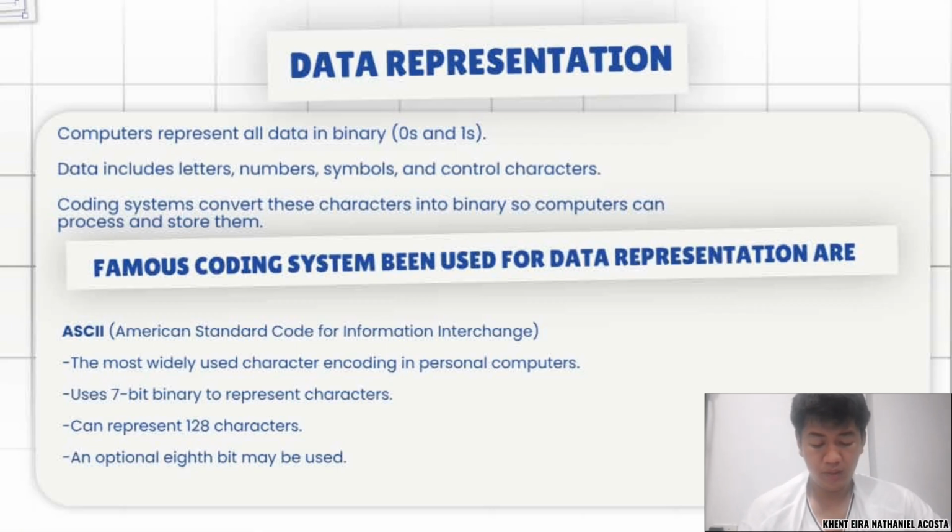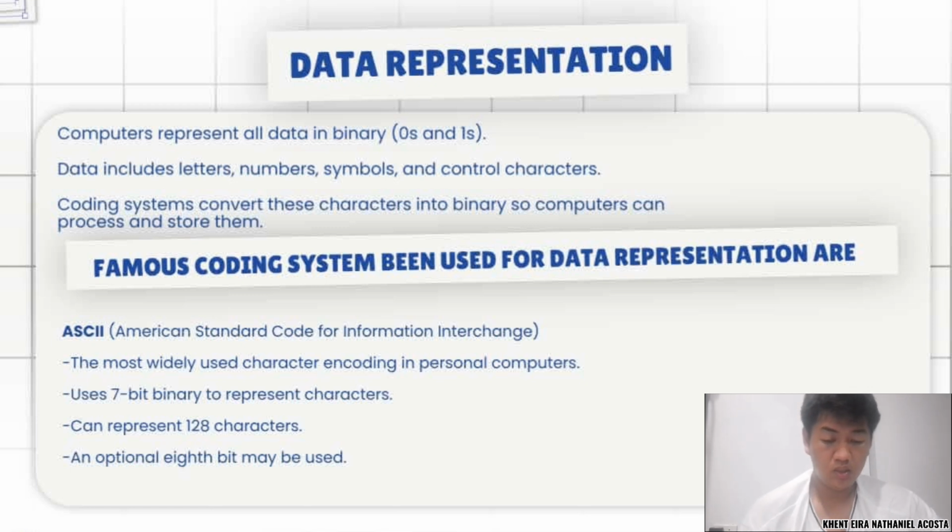The next one is the famous coding systems that have been used for data representation. The first one is the American Standard Code for Information Interchange, or in short, ASCII. This is the most widely used character encoding in personal computers that uses 7-bit binary to represent characters. An optional 8th bit may be used for parity checking or device-specific functions.